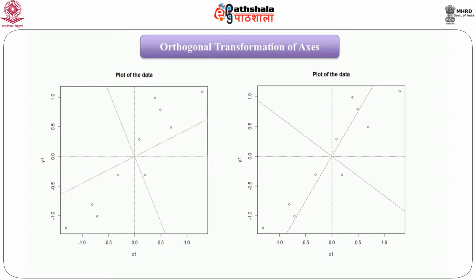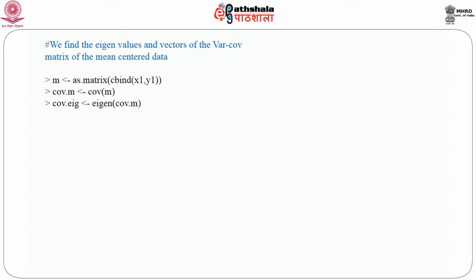So we come back to our topic of principal component analysis. First, we need to find the variance covariance matrix of the mean centered data. We first combine the data in the form of a matrix, and using the R command cov followed by the data, we find the variance covariance matrix, which we store as cov.m.